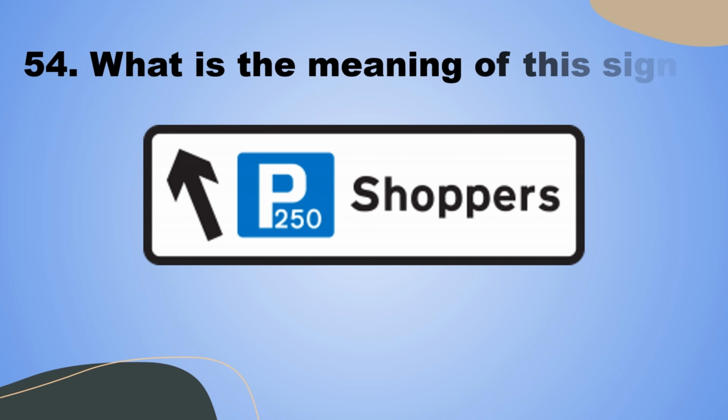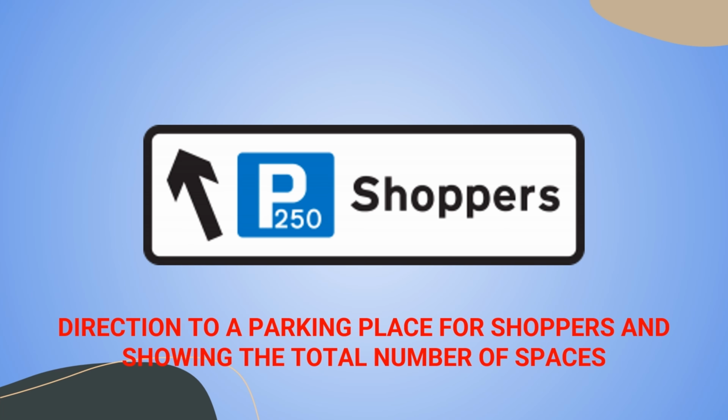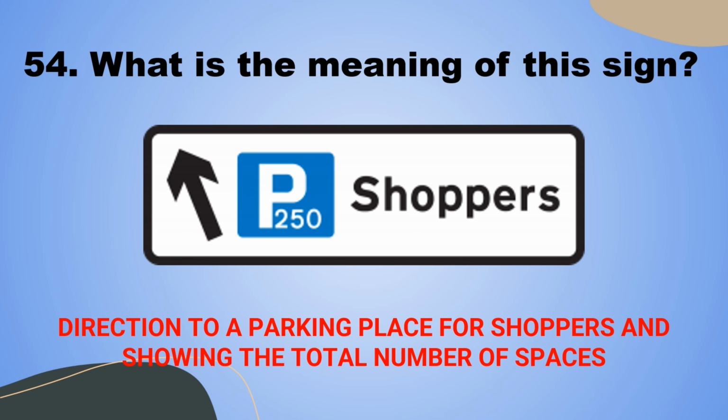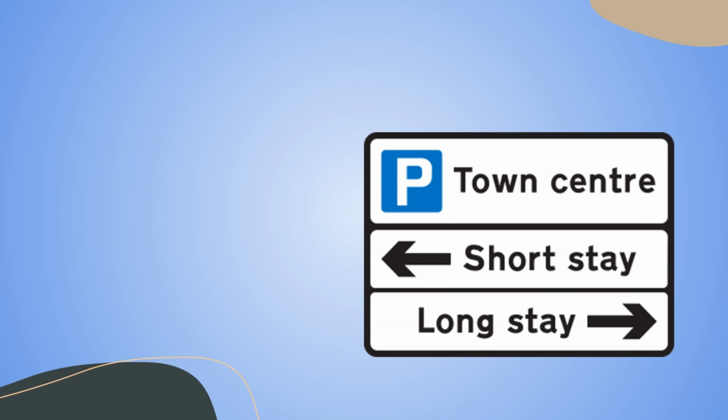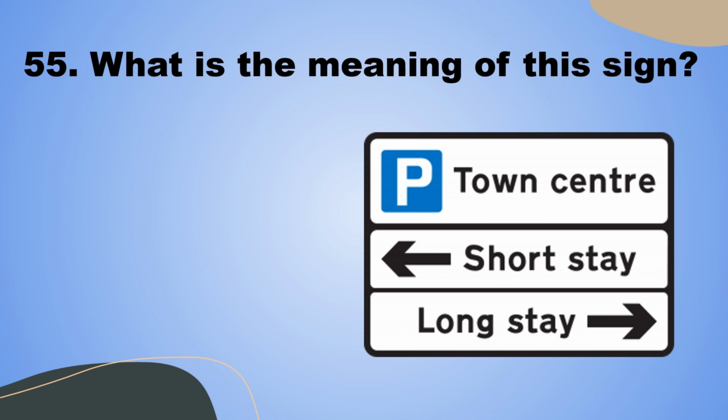Moving on to the next sign. What is the meaning of this sign? Direction to a parking place for shoppers and showing the total number of spaces. Again, if you also see different symbols on the signs, then maybe it's easier for you to remember. So you have here P, which stands for parking, 250. So there is space for 250 vehicles. And this parking is for shoppers only. So only for people who are parking there to go shopping.